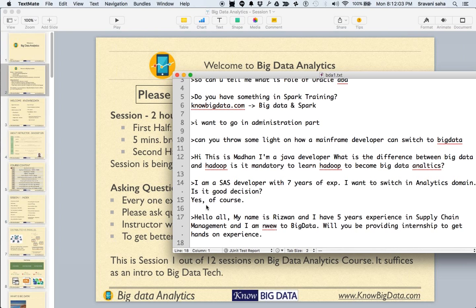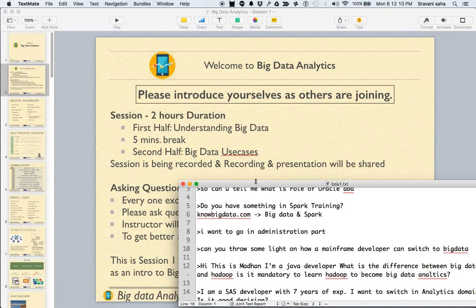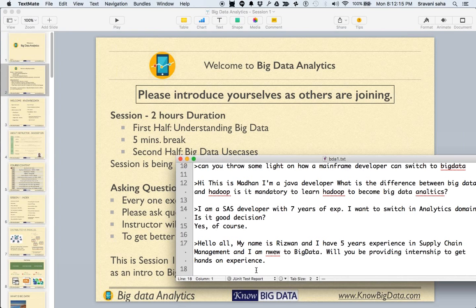We have a question from Mohammed. Mohammed's question is, he has 5 years of experience in supply chain and he is new to the big data domain. For that matter, do not worry, Rizwan. There are lots of people who are new to big data. It's comparatively a newer technology. So, will you be providing internship to get hands-on experience? We provide the hands-on project only to the candidates who really perform great in our trainings.